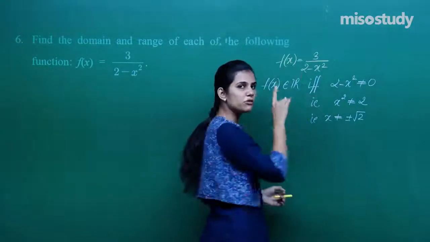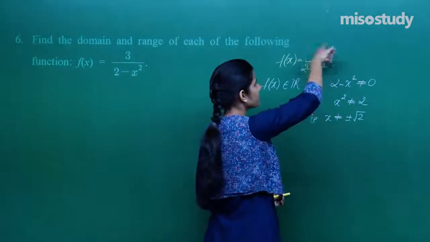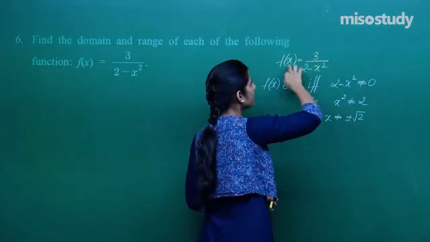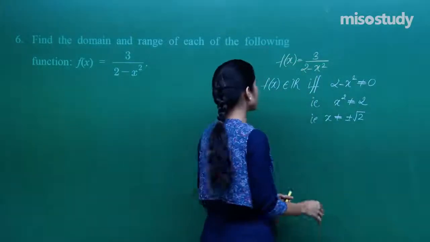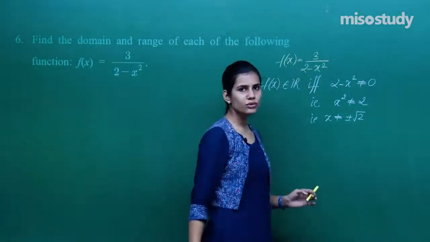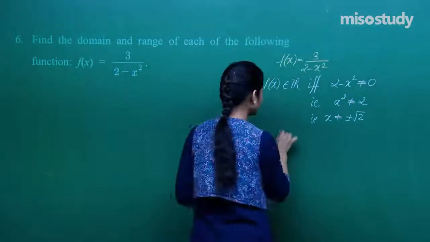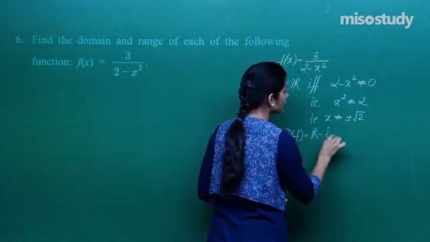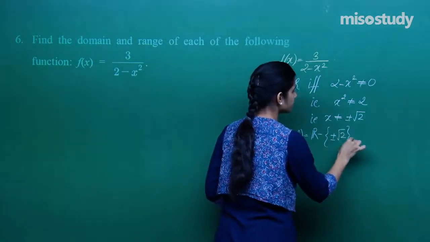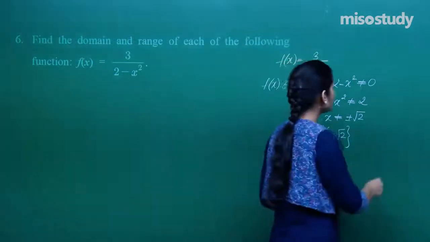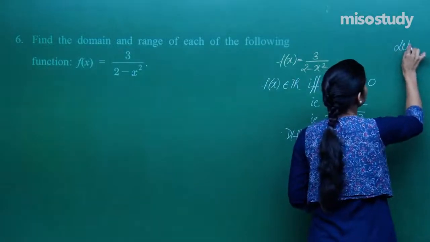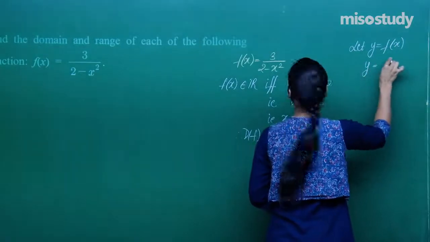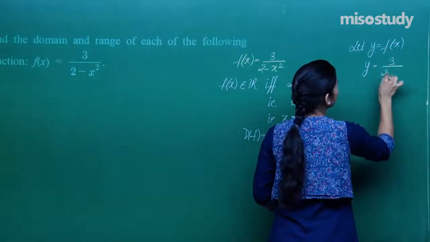If x is not equal to plus minus root 2, only then fx is going to be a real quantity. If x comes out to be equal to plus root 2 or minus root 2, then this expression will not be a real number. So because this expression is not a real number when x is plus or minus root 2, therefore plus or minus root 2 cannot get entry inside the domain. So therefore domain of f is all the reals but not plus minus root 2. That's the domain. Talking about the range, I am saying let y equals fx. Y is 3 upon 2 minus x square.